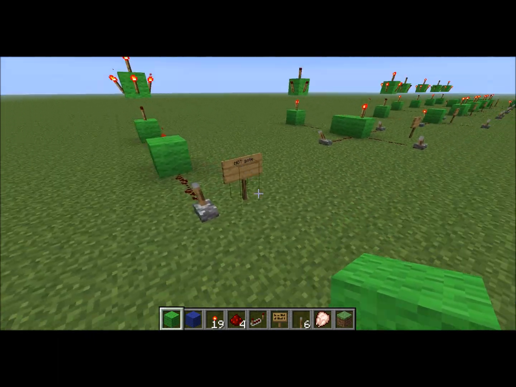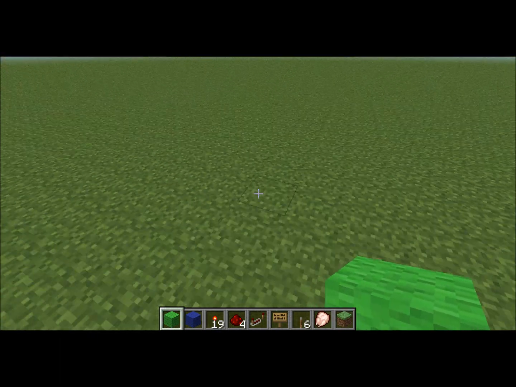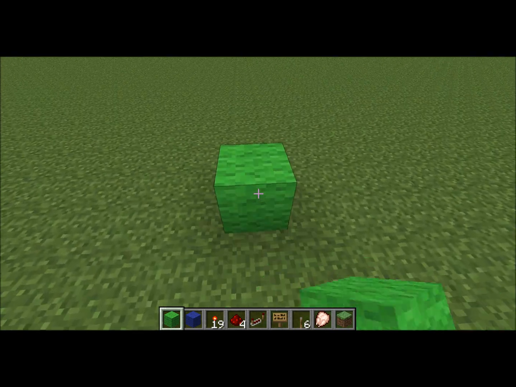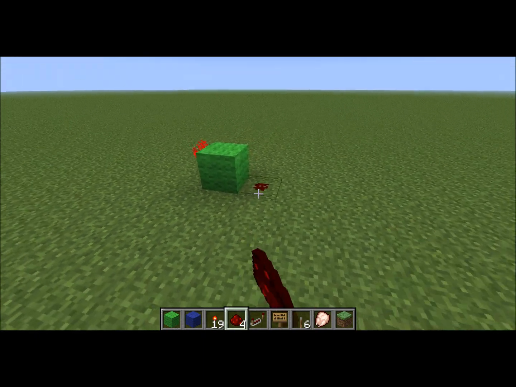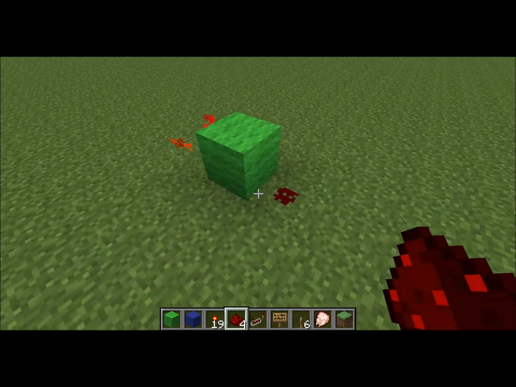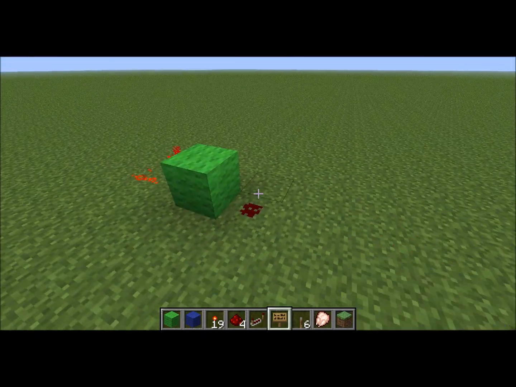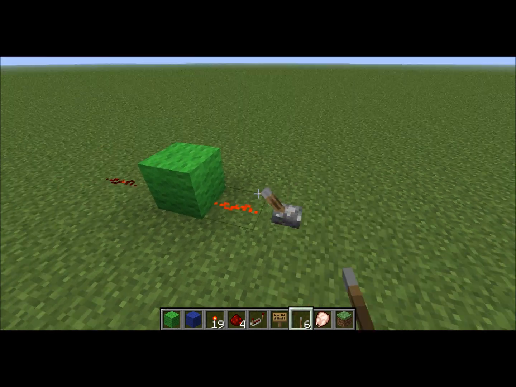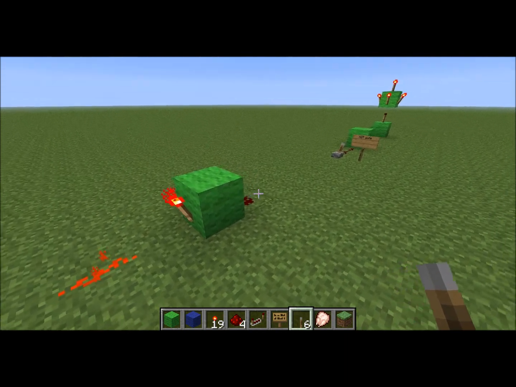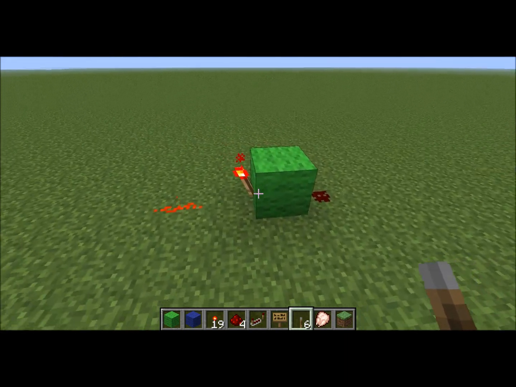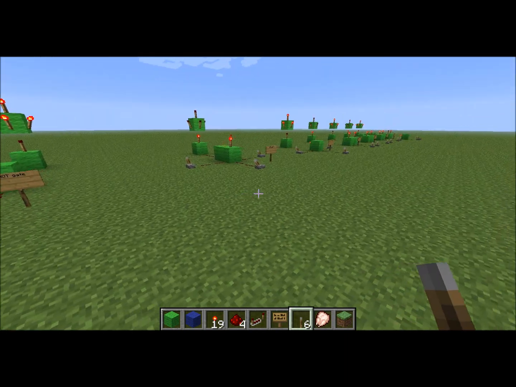The NOT gate, sorry, is incredibly simple. All it is is a block with a torch on one side. That'll invert the signal, so like that's 0, that's 1, and then put a lever down, and it's inverted. I'll just let you see that really quick. It is so simple, just literally a block with a torch stuck on the side.